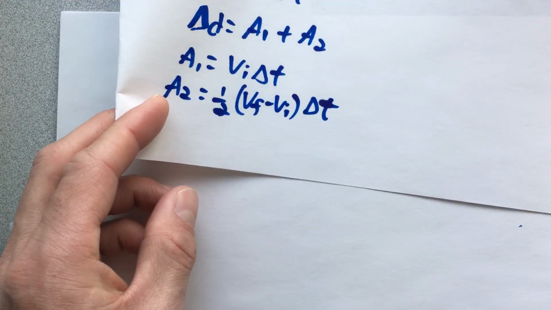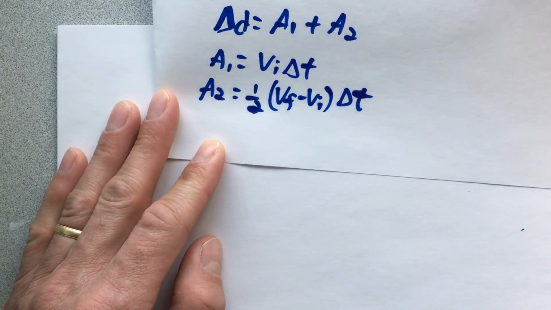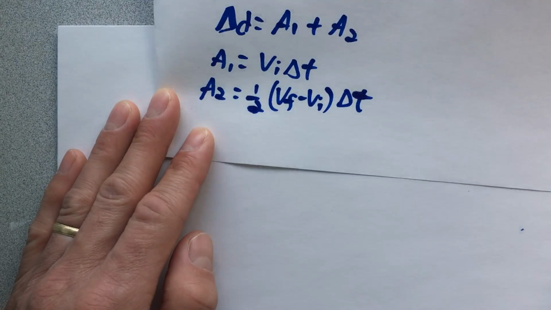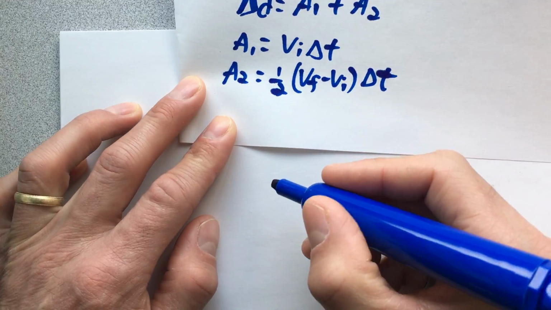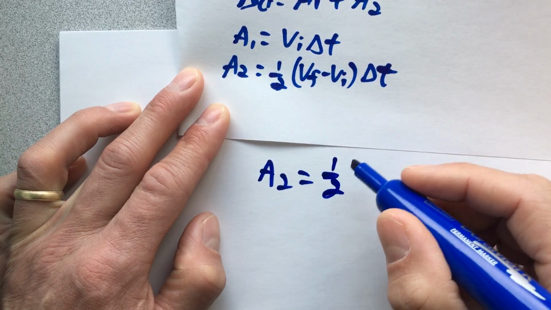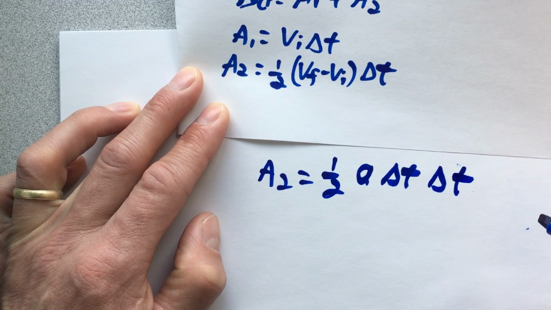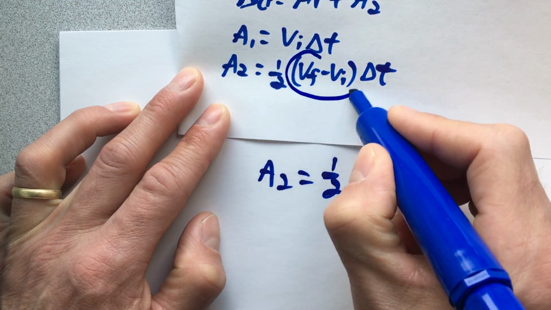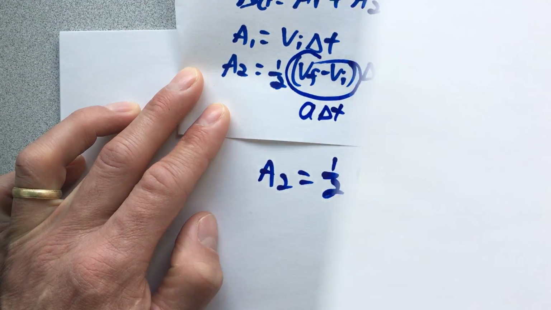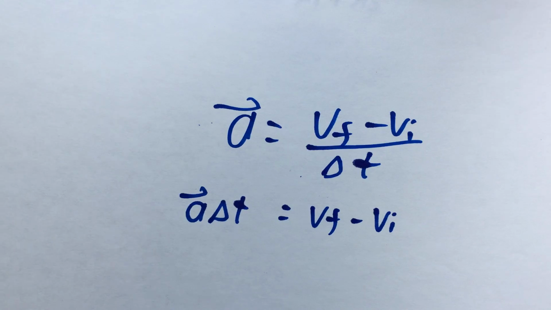So I can take my expression for area 2, and I can replace final velocity minus initial velocity with acceleration times time. So I've got area 2 is 1/2 of acceleration times time times time. Again, I replaced this with acceleration times time because acceleration is your change in velocity over time. So your change in velocity is acceleration times time.